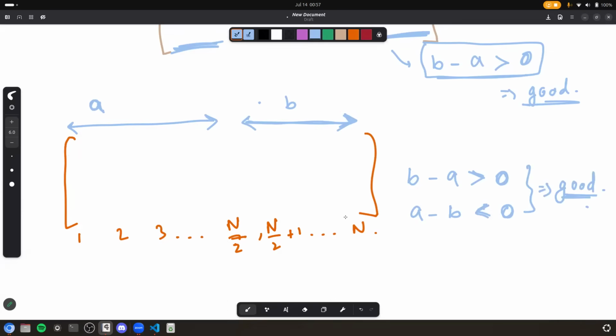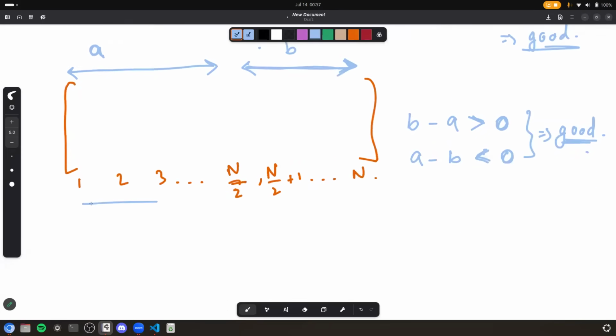So again, if we try focusing on calculating the number of not good arrays, then for a not good array, sum of this must be equal to sum of this, right? Because only if sum of this is equal to sum of this, then A equal to B, and then only A minus B would be equal to 0, because it cannot be positive or negative. Then we can make the array good.